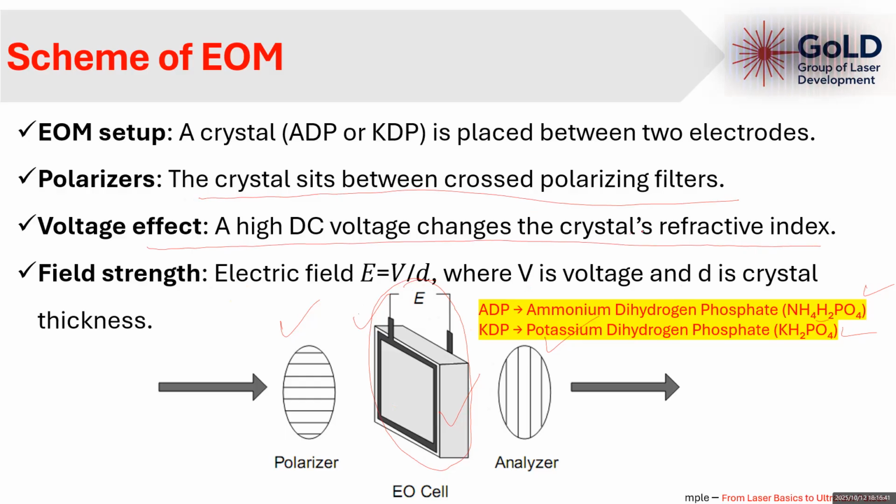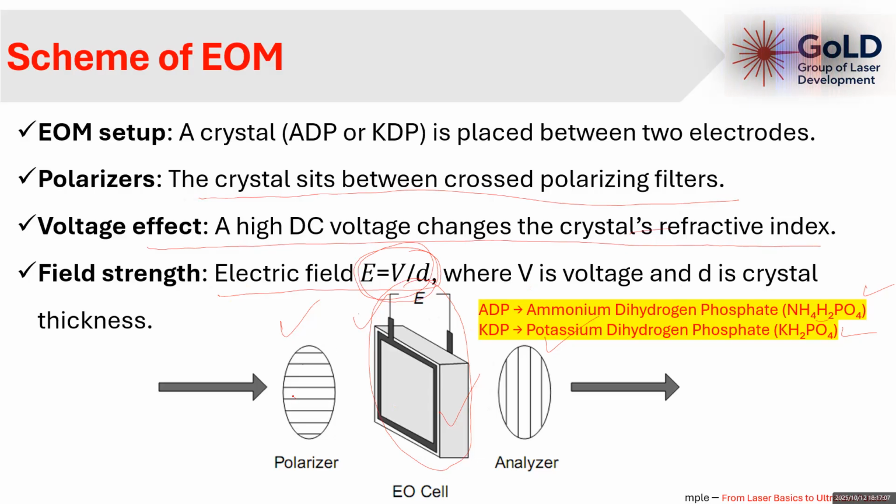And change the refractive index, obviously. And the field strength can be calculated by using this formula. Okay, E is equal to V over D. V is the voltage, E is electric field, D is the distance, the separation between the two sides of the crystals. Thickness, you can say, is thickness.